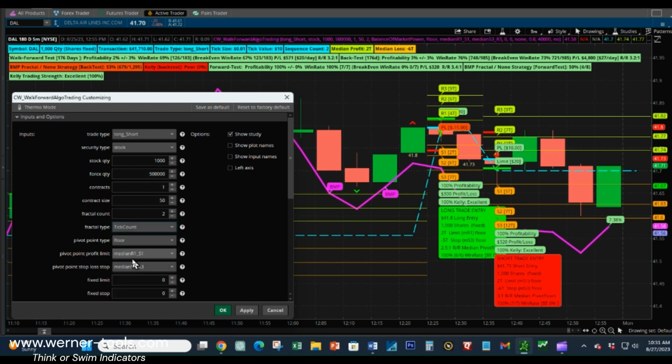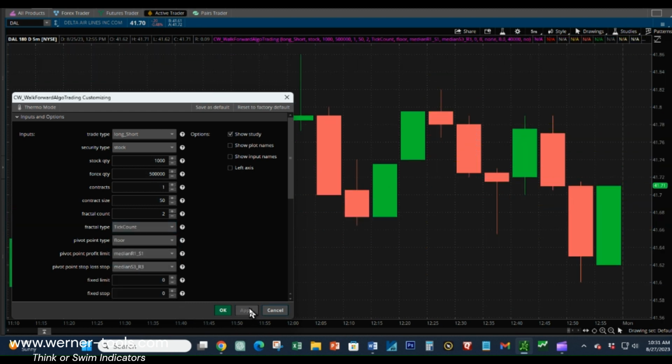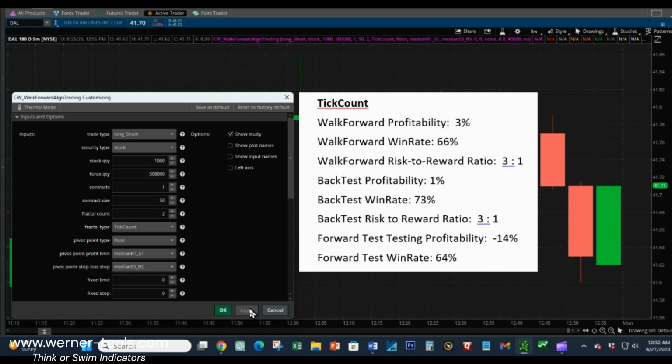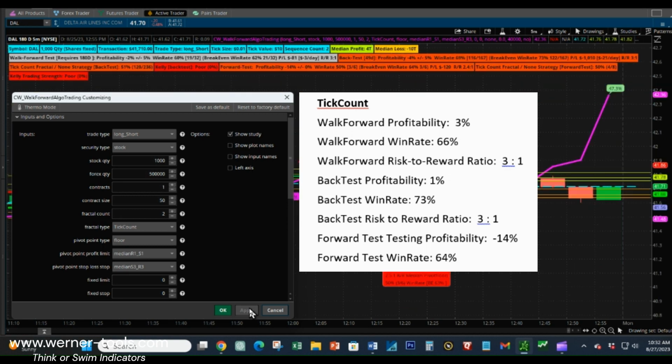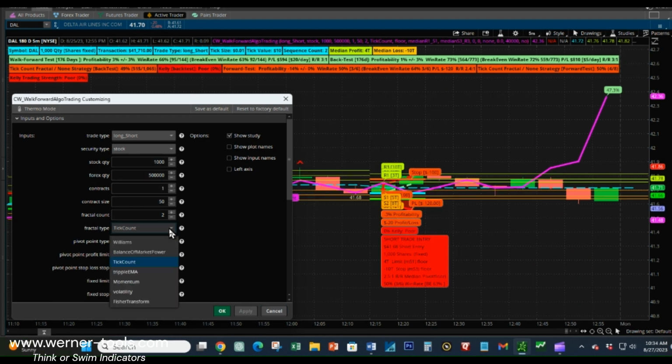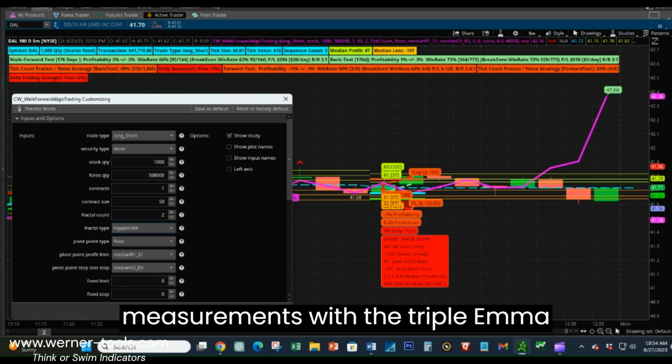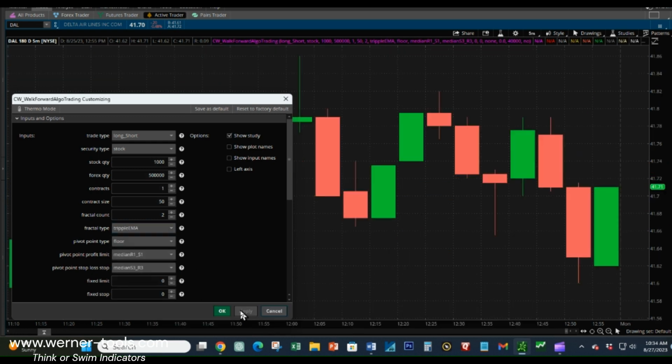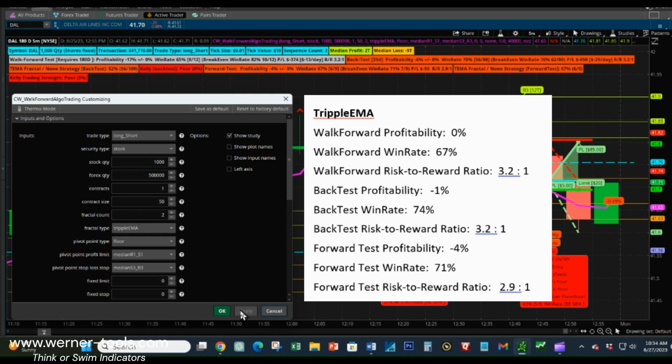Next, we will repeat the above measurements with the tick count fractal. Next, we will repeat the above measurements with the triple EMA fractal.